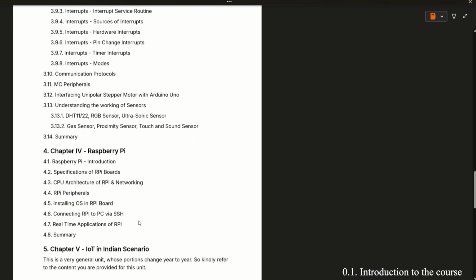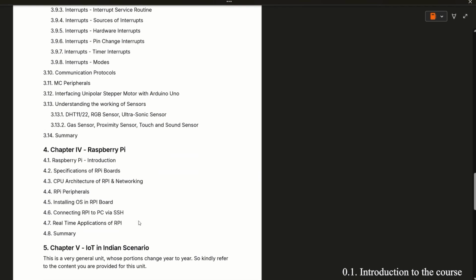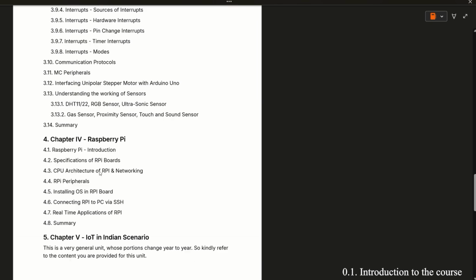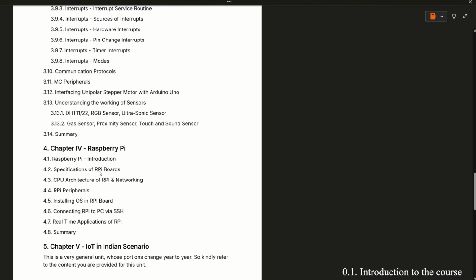Followed by that, we have Raspberry Pi. As far as the exam is concerned, compared to Arduino, Raspberry Pi is not that important, because the concepts we need to learn in Raspberry Pi are already covered to some extent in the Arduino chapter itself. So in chapter 4, we're just going to cover the technical specifications of the Raspberry Pi board itself. And then chapter 5, IoT in the Indian scenario.